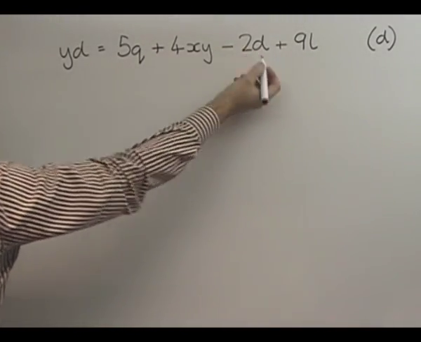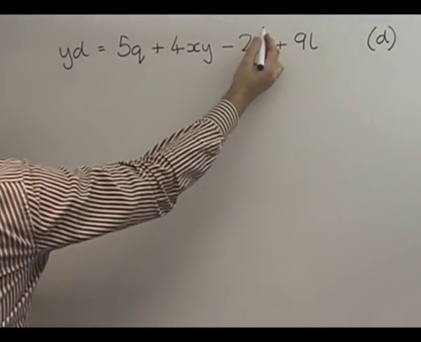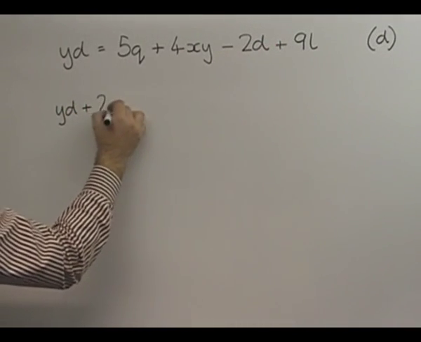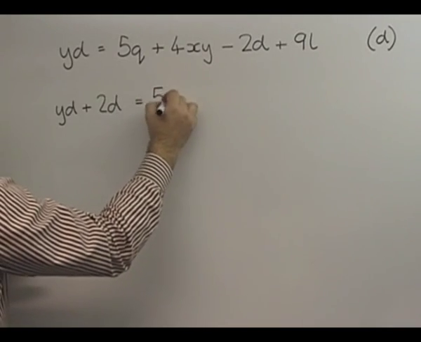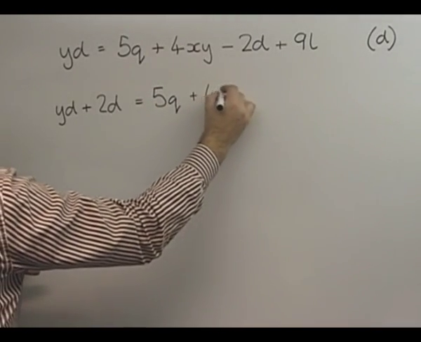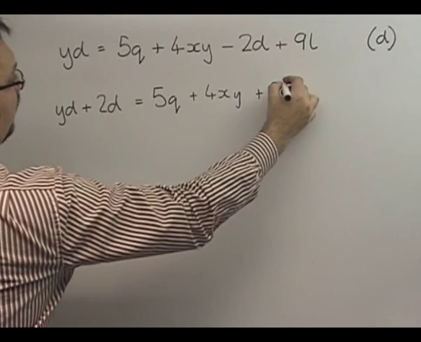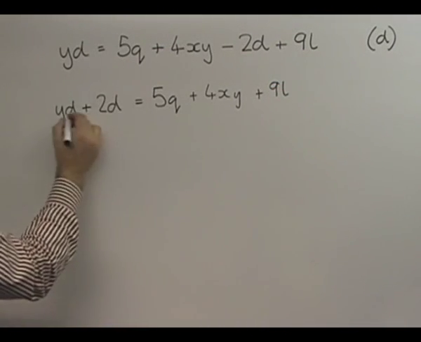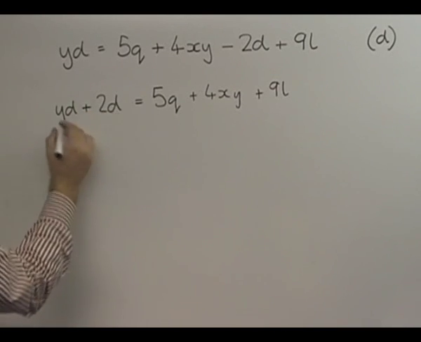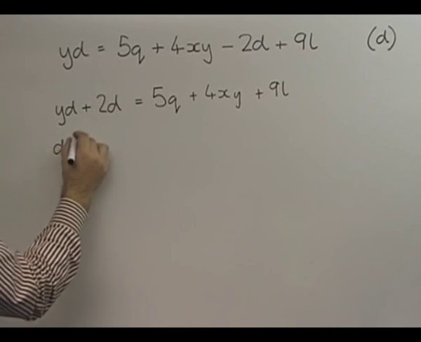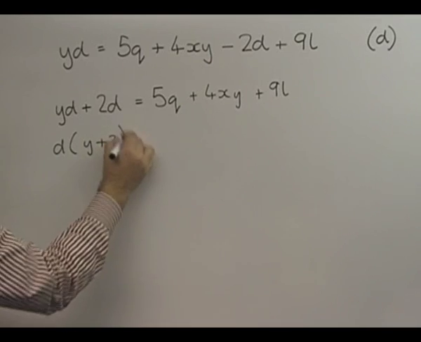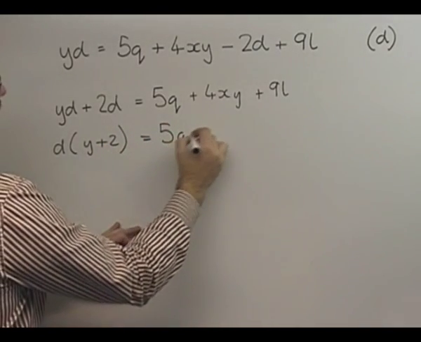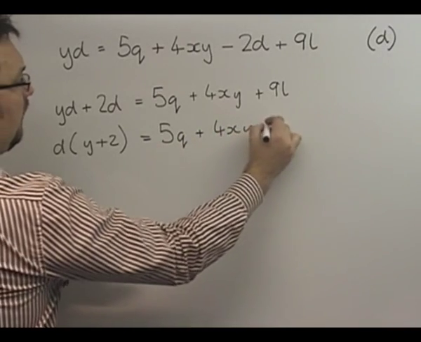To get this one to go over the other side of the equal sign, I'm going to add 2d to both sides. So I get yd plus 2d equals, and then all the rest of this, 5q plus 4xy plus 9l. Now, at this point I've got 2 d's where I actually want 1. I've got d in 2 places, so I'm going to factorise that and take d outside. Like that, I get d outside the brackets, and then that equals all this rubbish on the right hand side.